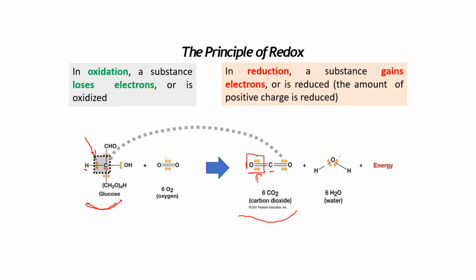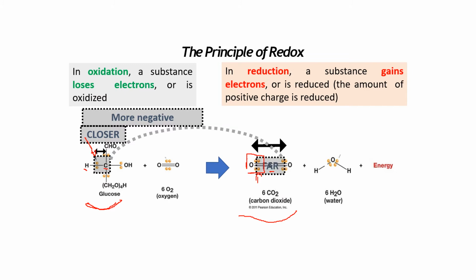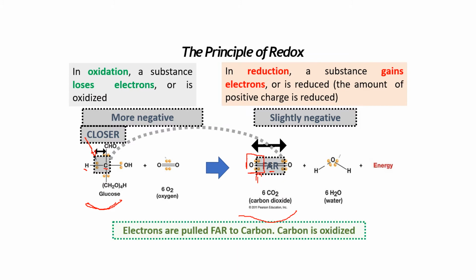Again, here they are almost in the middle. Before they were close, so in the glucose the carbon here was more negative. Now the electrons are far, so it's just slightly negative. Before it was more negative, now it's less negative. As it's losing electrons, it is being oxidized. So electrons are pulled far from the carbon, and as a result, the carbon is being oxidized.